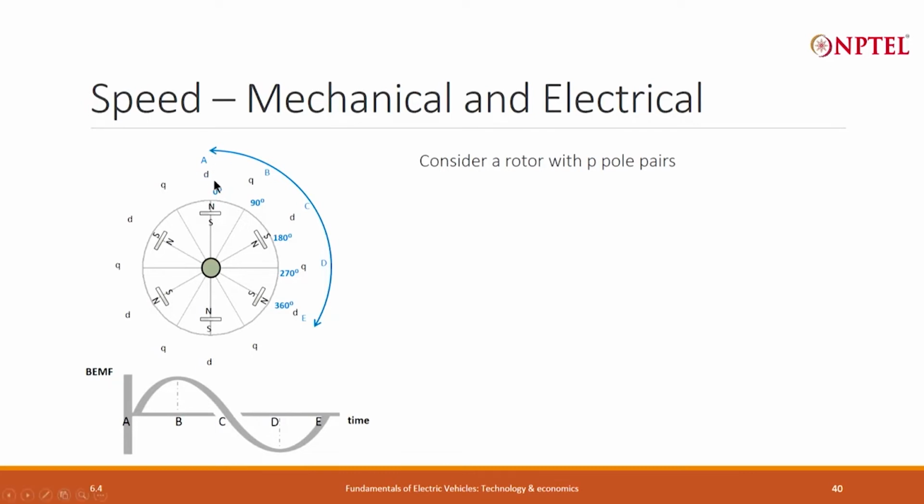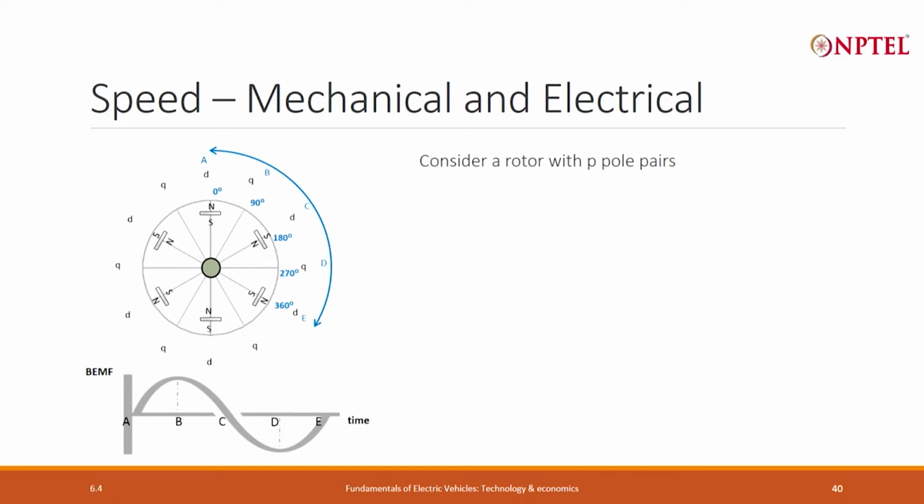So, mechanically, when I only cover 1/3 of a circle, which means 120 degrees, in a magnetic sense I have already covered 360 degrees. A full cycle has been completed, and moving from A, going via B, C, D and reaching E, up to this point, if I look at what is the back EMF waveform, it is like this. A full wave has been completed.